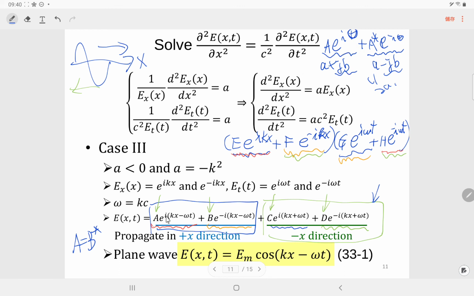So actually, we know that this is exponential i something, which means that the real part is cosine and the imaginary part should be sine. So it turns out it is cosine of kx minus omega t, and then this is the E, so it is just EM, which is the amplitude of the E field.